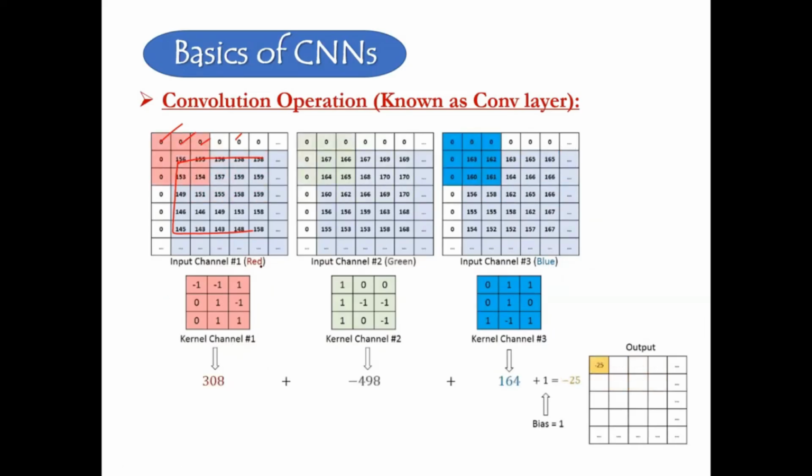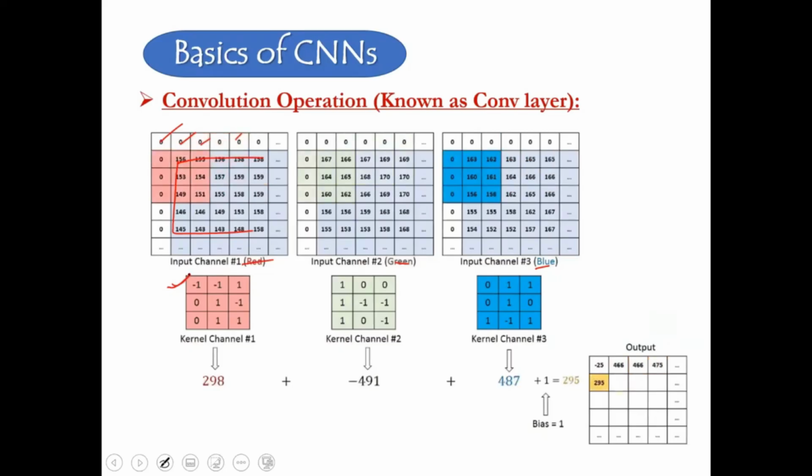Here it talks about 3 channels, that is red, green and blue. As we know, in a color image there are 3 channels, and each channel is represented separately by a matrix or array of pixels. And for each channel, the kernels will generate a feature map separately.